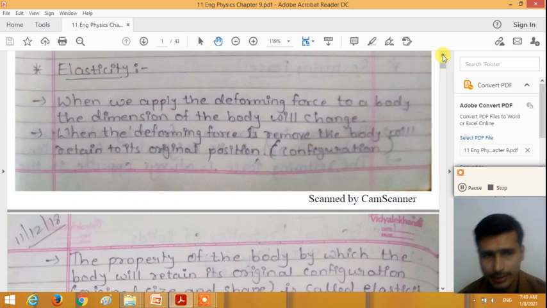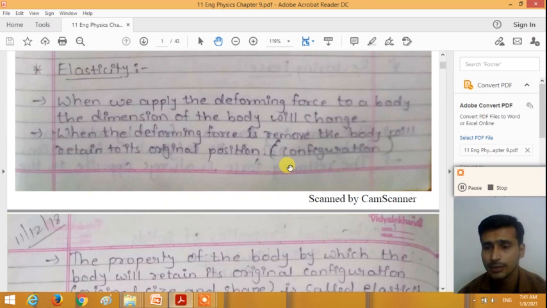So what do you mean by elasticity? That is the effect of the force. When we apply a deforming force to the body, the shape and the dimension of the body will change, and when the deforming force is removed, the body will retain its original position, its original configuration. Not all types of solid behave the same. When we apply a deforming force, the change in shape and dimension differs from body to body, and the retaining of the original position when we remove the force is different in different cases.